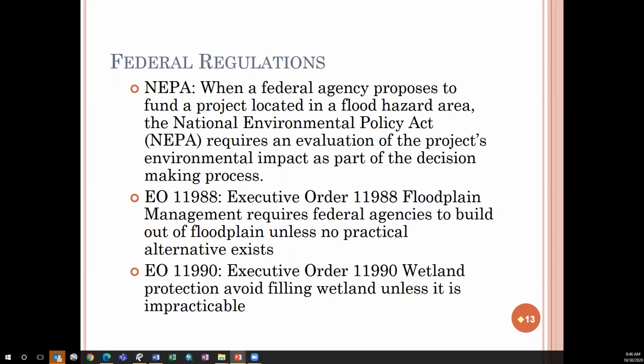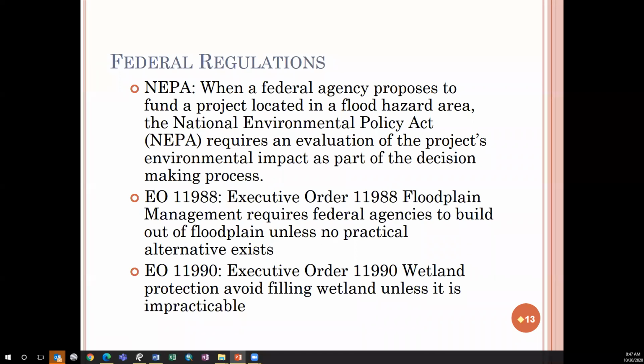For federal agencies, these two executive orders, or certainly the second one there, a federal agency, and this would even go to the Federal Highway Administration, cannot do a project in the floodplain unless no practical alternative exists. So can that roadway be built a little higher up in the valley so that you're not filling in the floodplain? Crossing the river, not too many practical alternatives.